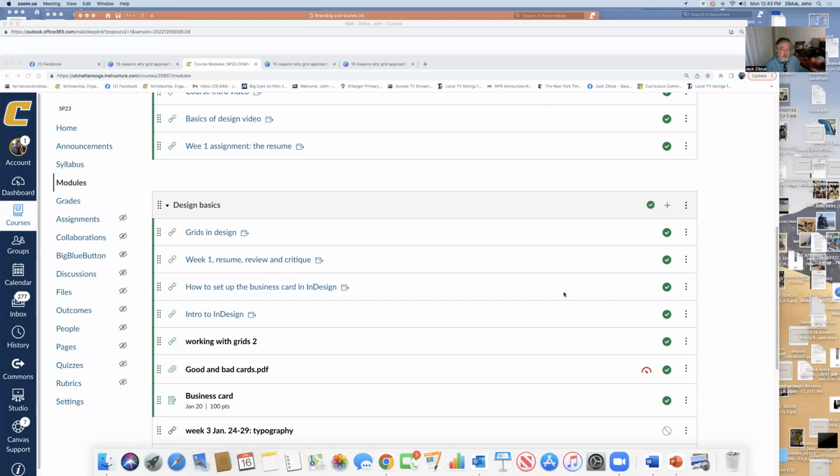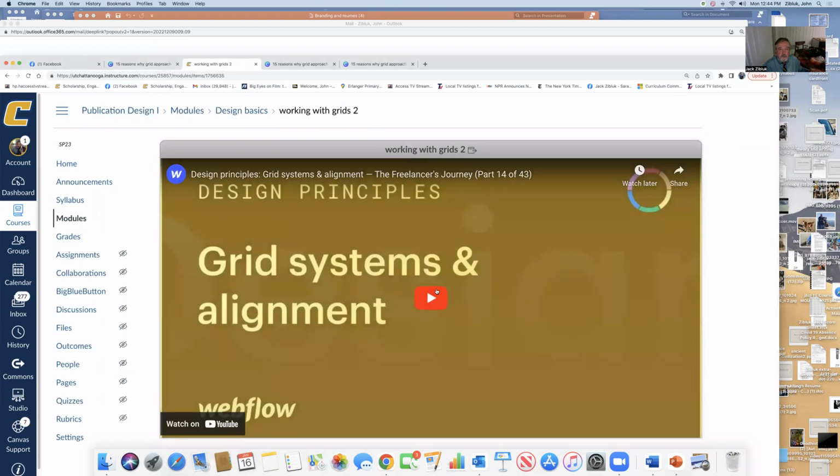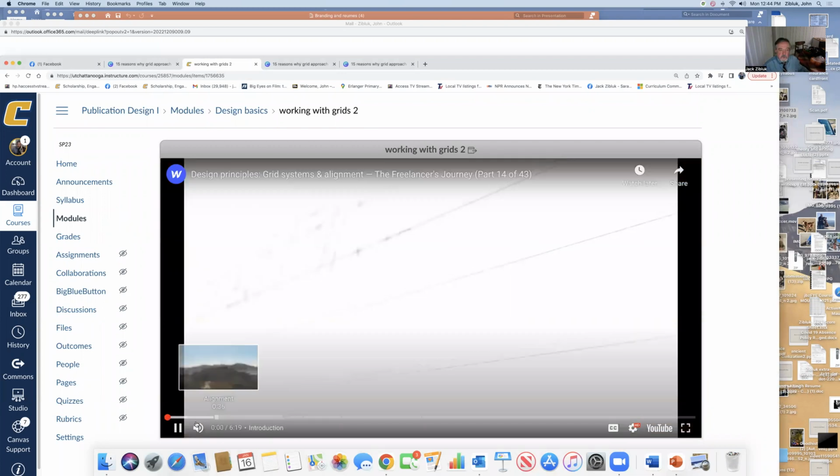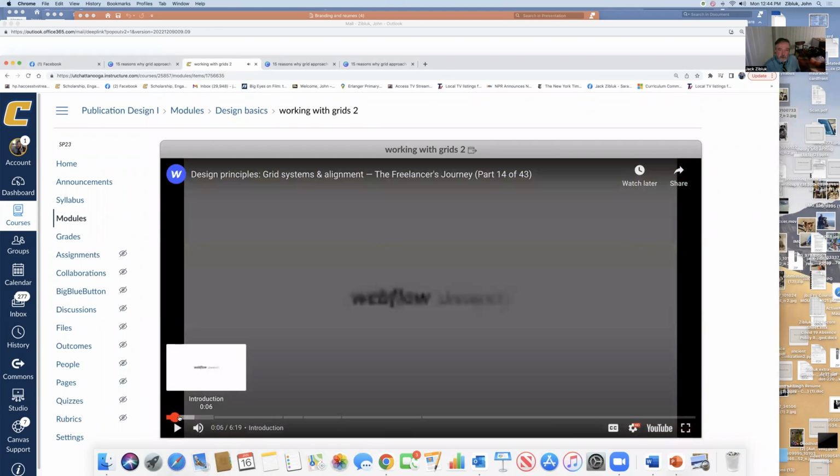Again, we're working with the business card, and next week we're getting ahead, typography. But anyway, grids, basics of grids. And I have this in the, here we go.